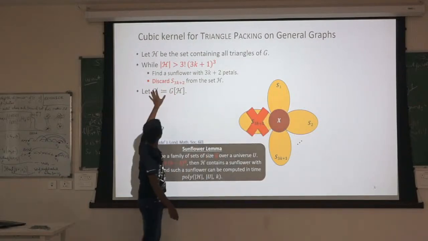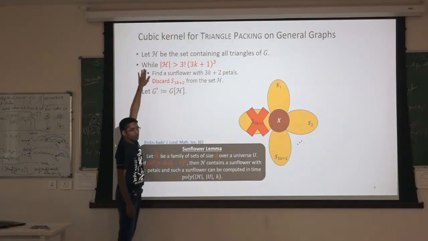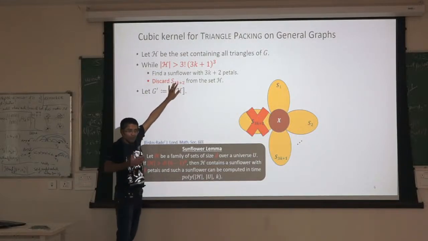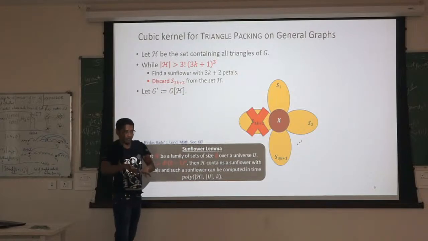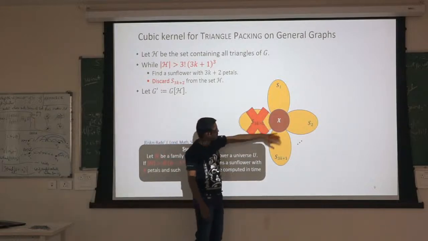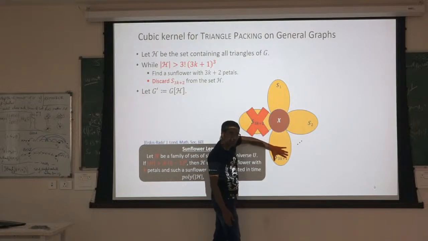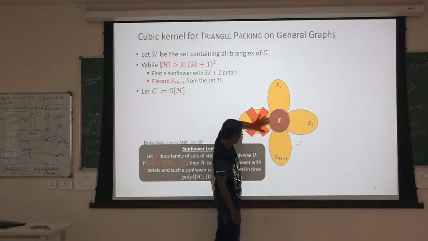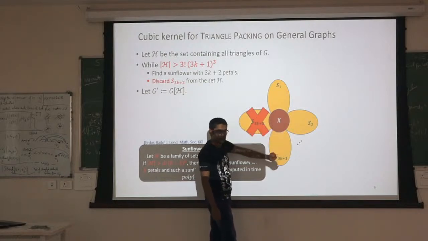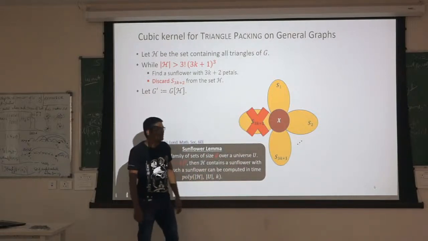Because eventually the reduced graph is the graph induced on the reduced H. So you enter into this while loop. As long as you find a sunflower, you try to remove a triangle. And removing a triangle does not really remove the corresponding vertex from the graph. When you get the sunflower with 3k plus 1 petals, you already know there are 3k plus 1 representatives of this, which ensures that the core is there. Because if you remove the core, it will not work.